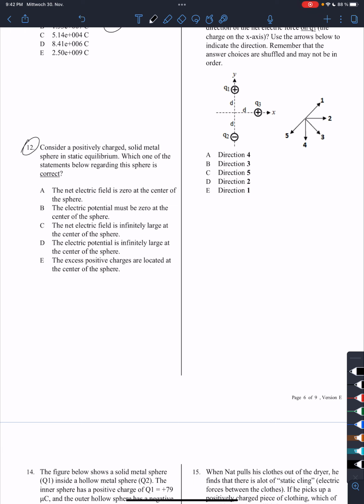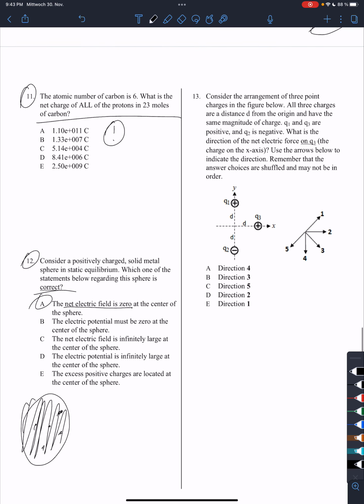Okay, so now let's consider the next one. 12. Consider a positively charged solid metal sphere. We are asked what is correct about this solid metal sphere. The first one, the net electric field is zero at the center of the sphere. That's definitely true. The net electric field is zero at the center of the solid sphere in static equilibrium. Actually, not only in the center, anywhere in this solid sphere, the net electric field is zero. So let's move on to the next one.